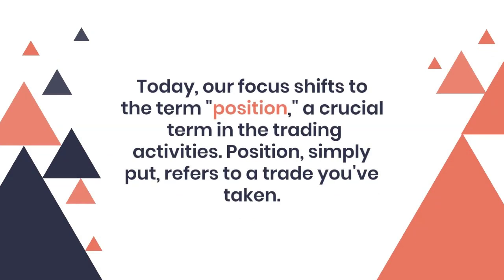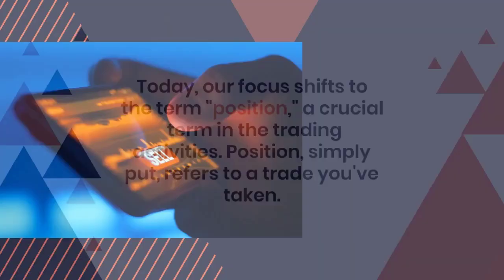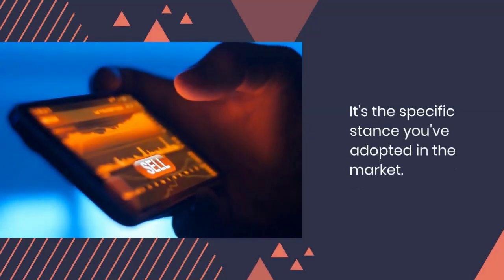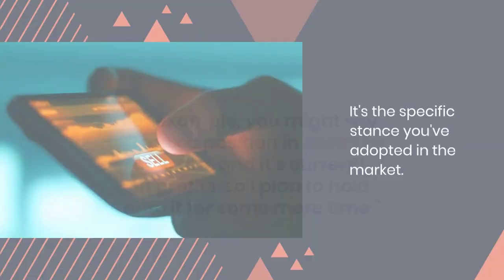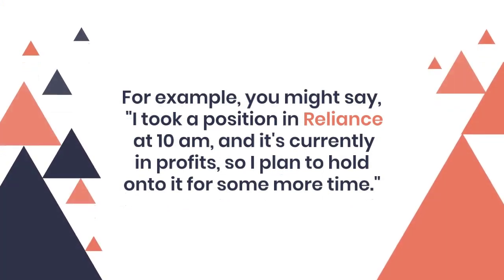Position, simply put, refers to a trade you've taken. It's the specific stance you've adopted in the market. For example, you might say, I took a position in Reliance at 10 a.m. and it's currently in profits, so I plan to hold on to it for some more time.